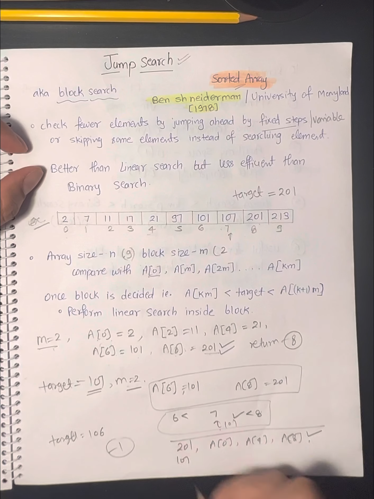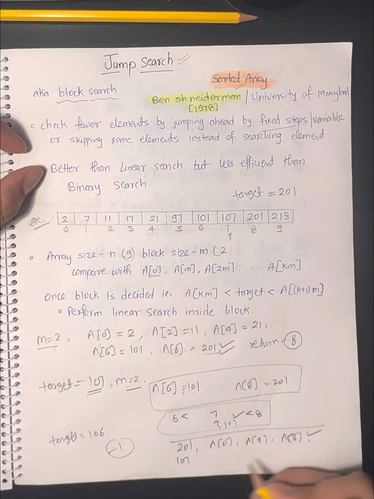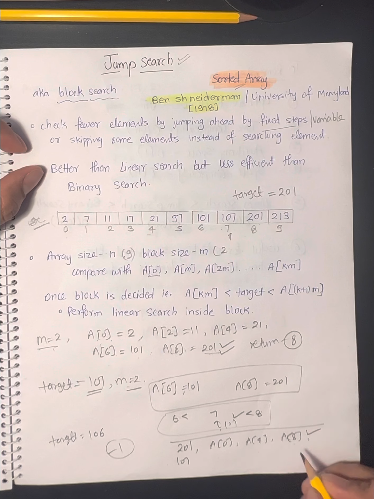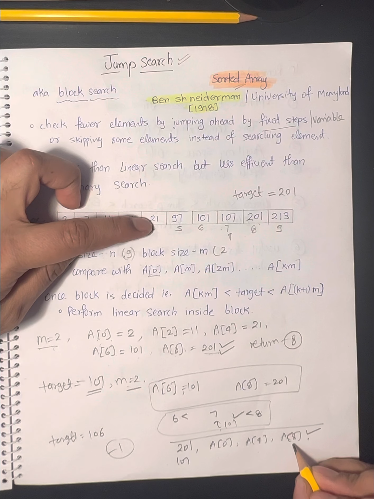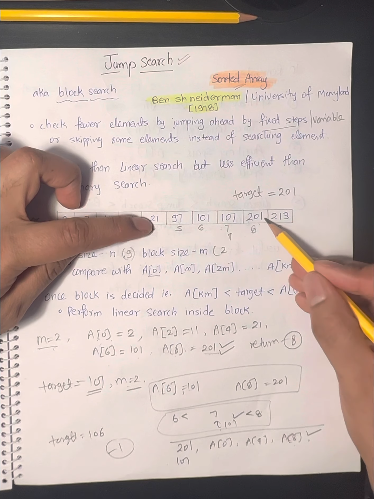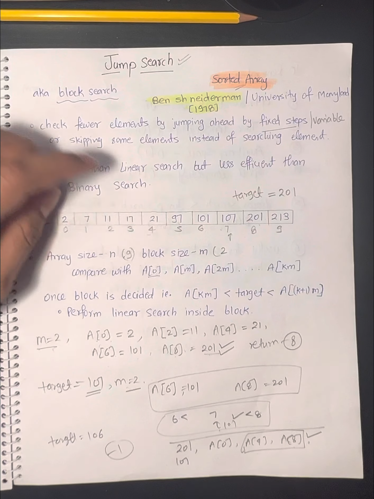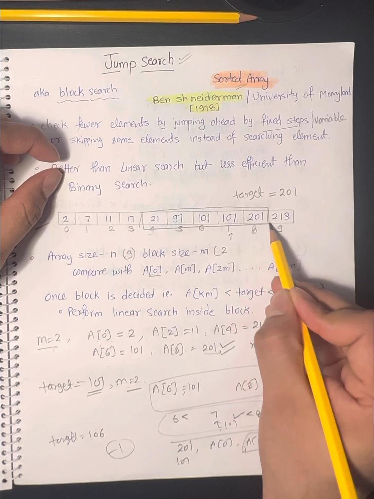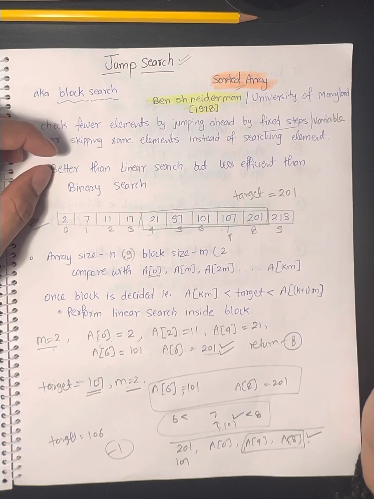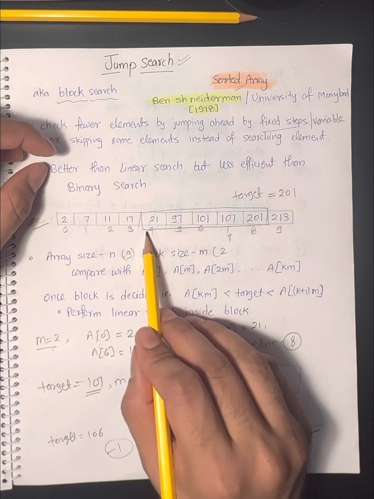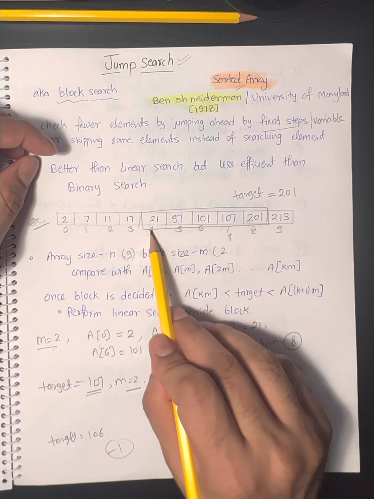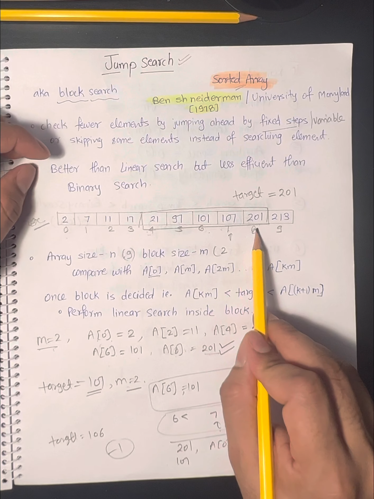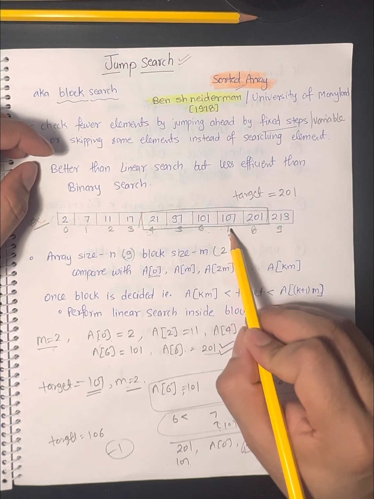For 107, when we reach a of 0, a of 4, then a of 8: a of 4 is 21, less than 107, so we'll move ahead. A of 8 is 201, it's more than 107, so we know that our value must be in the block 4 to 8. In this particular block, if it is present, it must be here only. So starting from the last block that we had, we perform a linear search. We'll check at 4, 5, 6, 7, 8, all of them. So we find 107 at 7 and return 7.